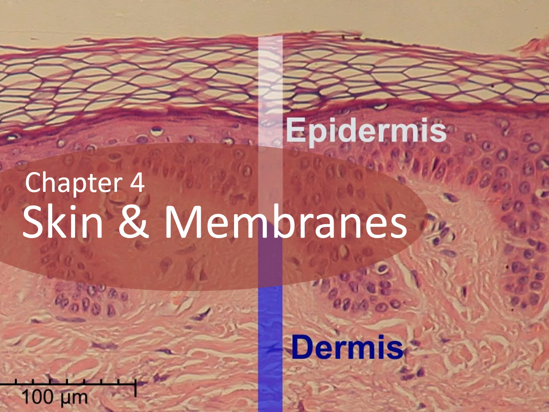In Chapter 4, we'll discuss the largest and most visible organ of the body, the skin. We'll also discuss the body's membranes and cancer. Welcome to Part 1 of Chapter 4.